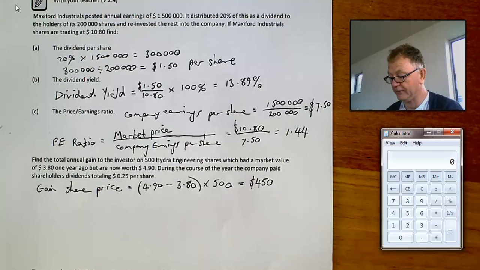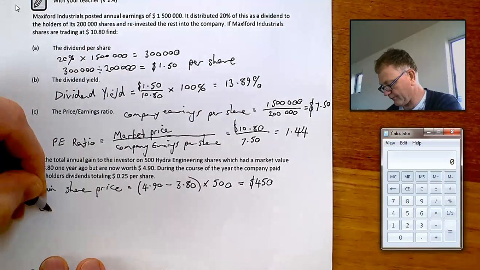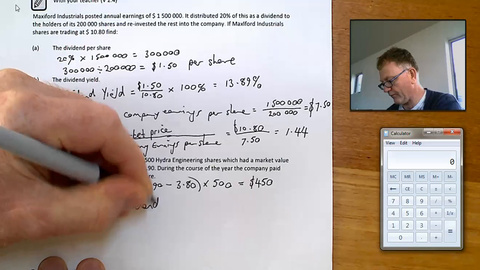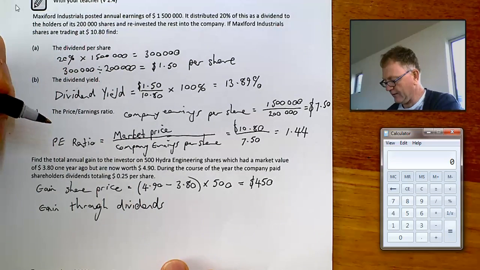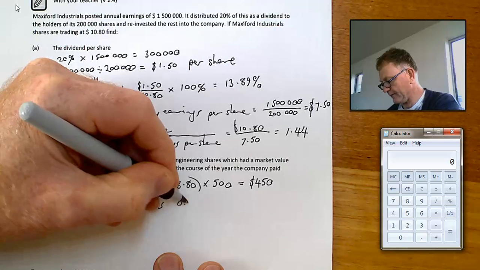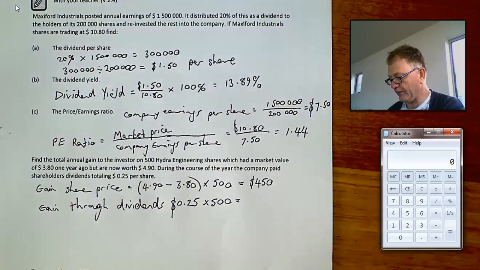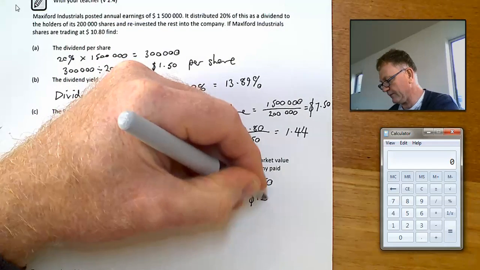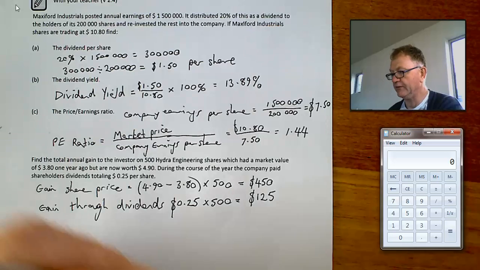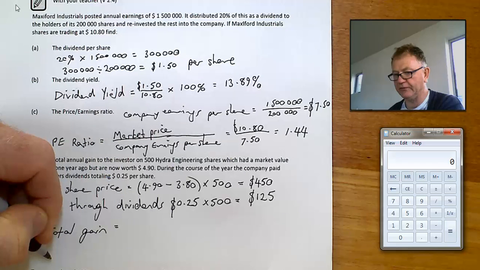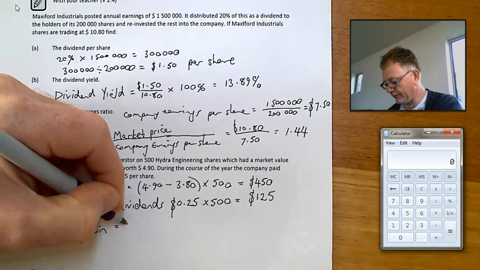Now he also gained through dividends that the company paid. The company paid 25 cents per share, and he had 500 of them. So he also gained through getting paid some dividends. So 25 cents per share times 500 shares. That works out to be $125 of dividends paid. His total gain through this venture, you can just add the two together, 450 plus 125 makes $575 of gain.